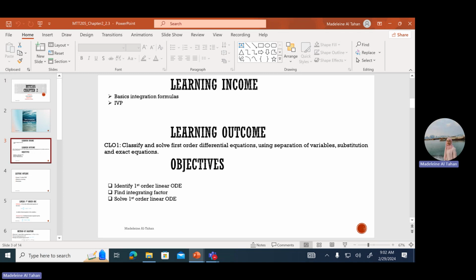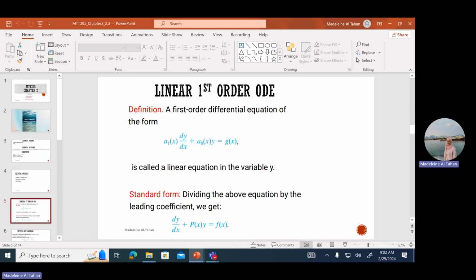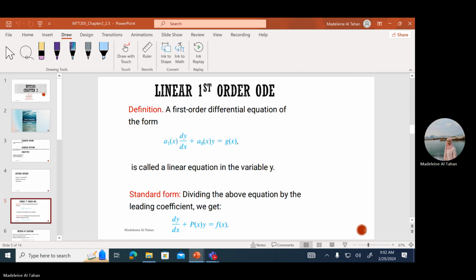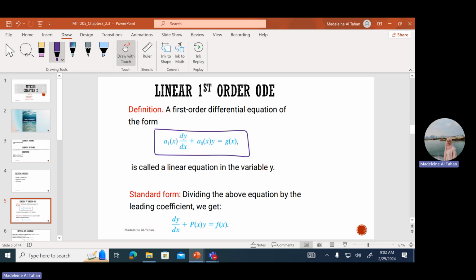Now, what do we mean by linearity? The y and y prime are to the power 1. Why y prime? Because what we need here is the first power. So we care about y and y prime being power 1. The general case is in this way. I don't care about the x here. We care only about y prime and y. This is the general equation for it.